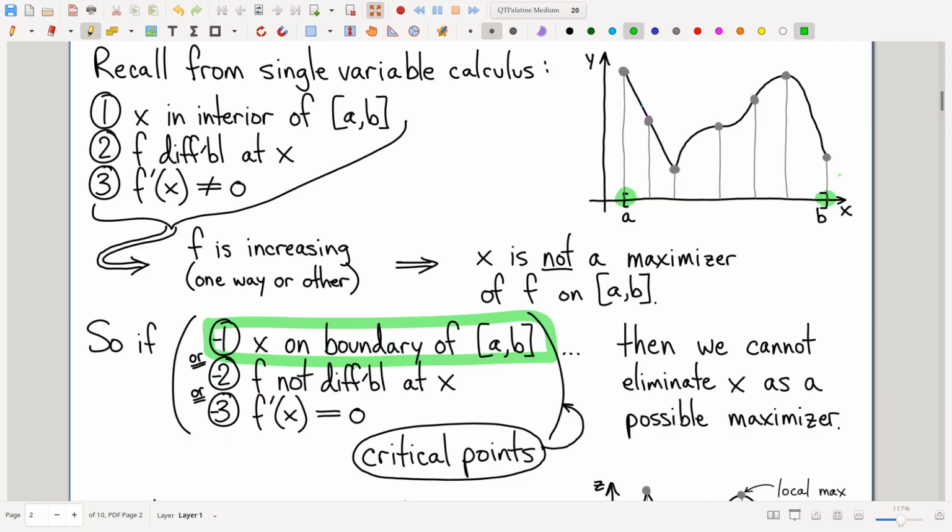Okay, well, my argument fails here. I can't just say, oh, well, the other two conditions are satisfied, and so I eliminate these points as possible maxes. Take this one here, for example. If I look at this left endpoint, is there any direction from that left endpoint A in which the function is increasing? There's not.